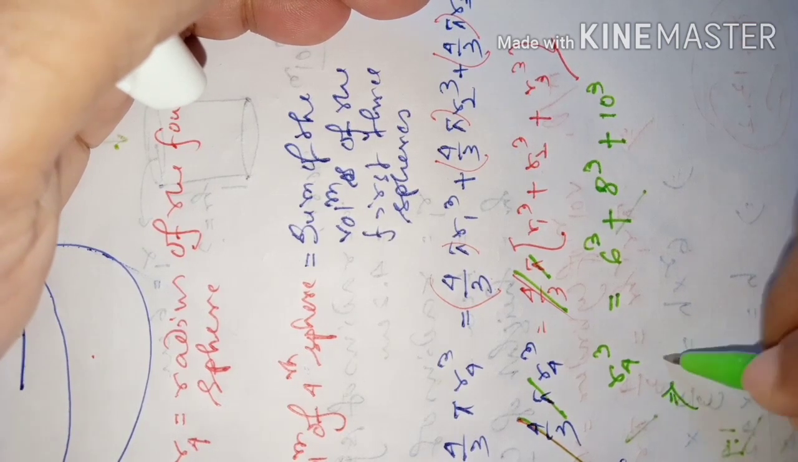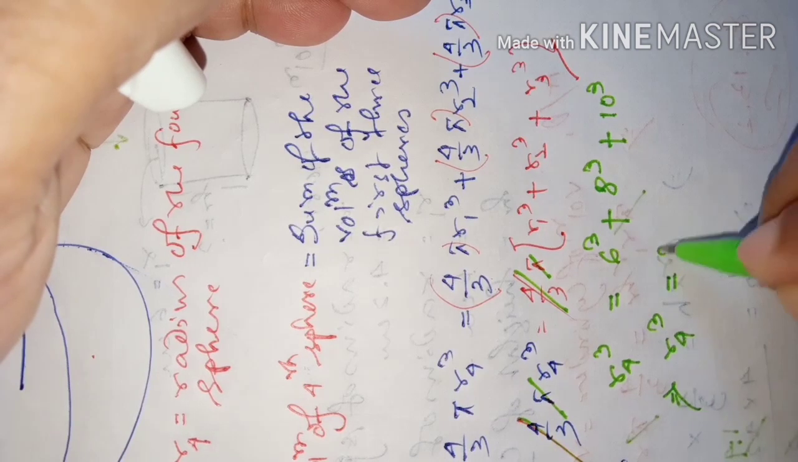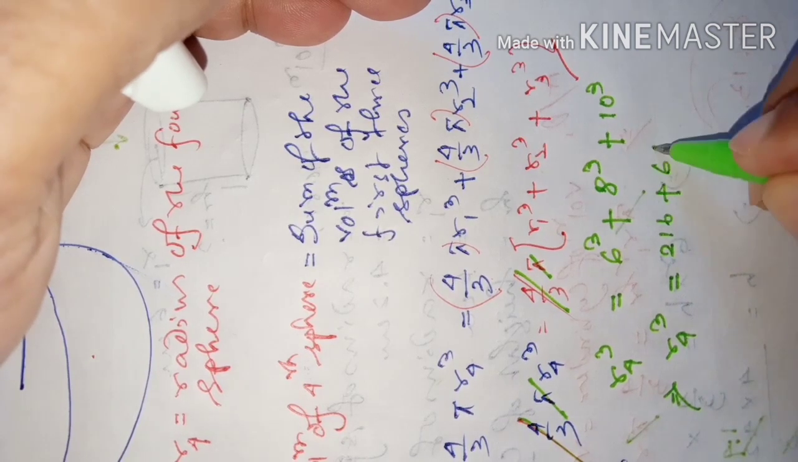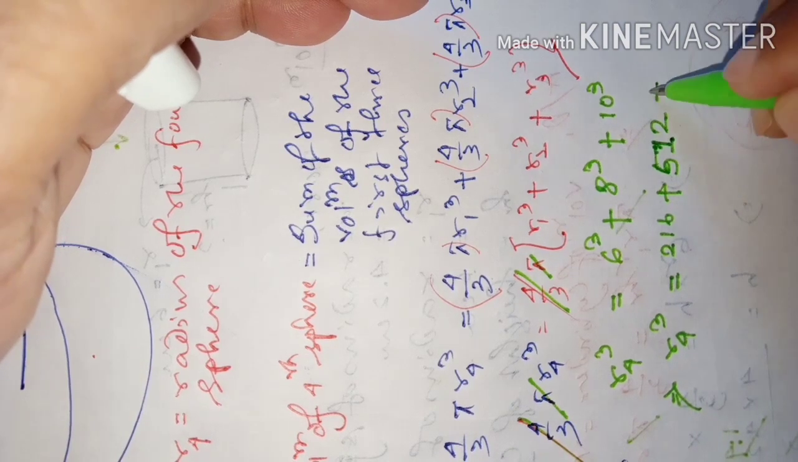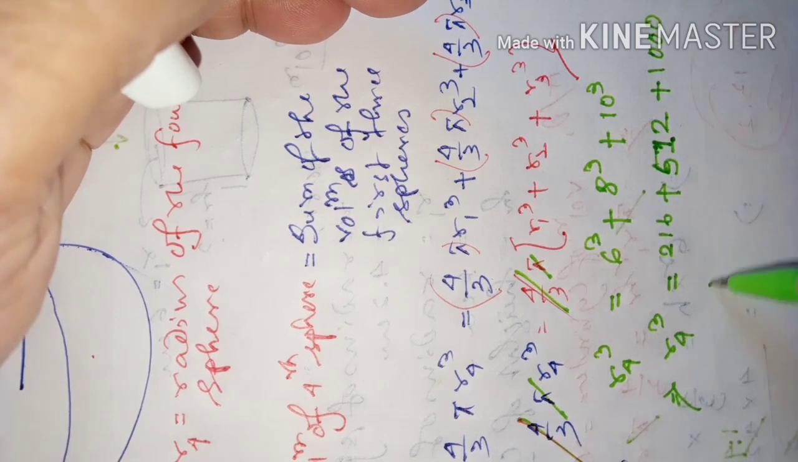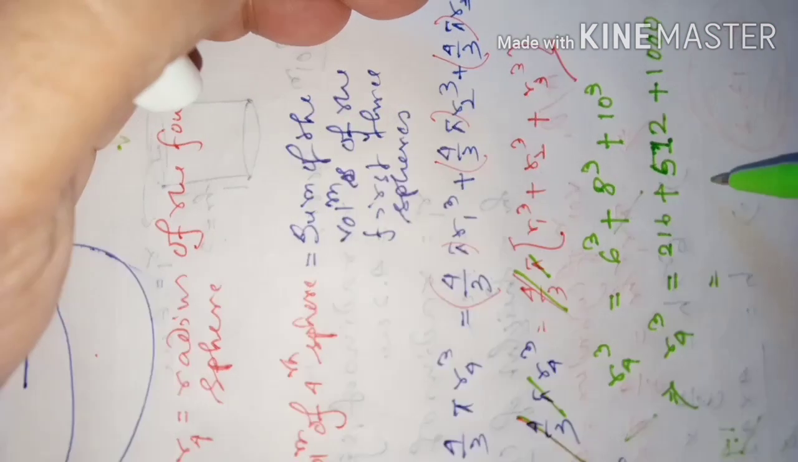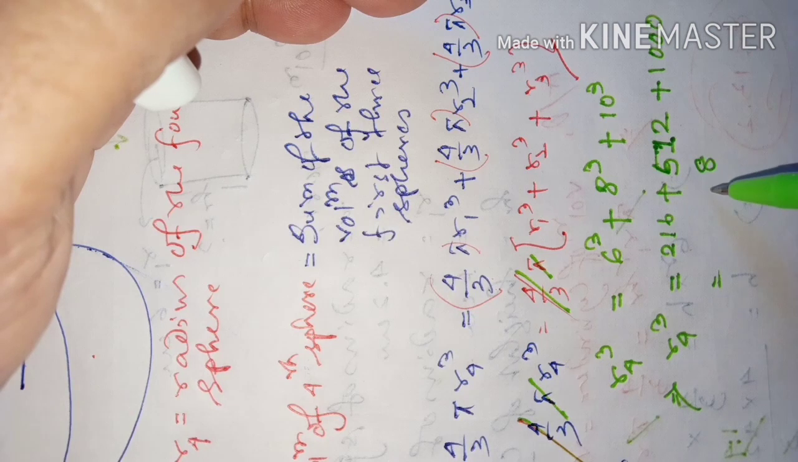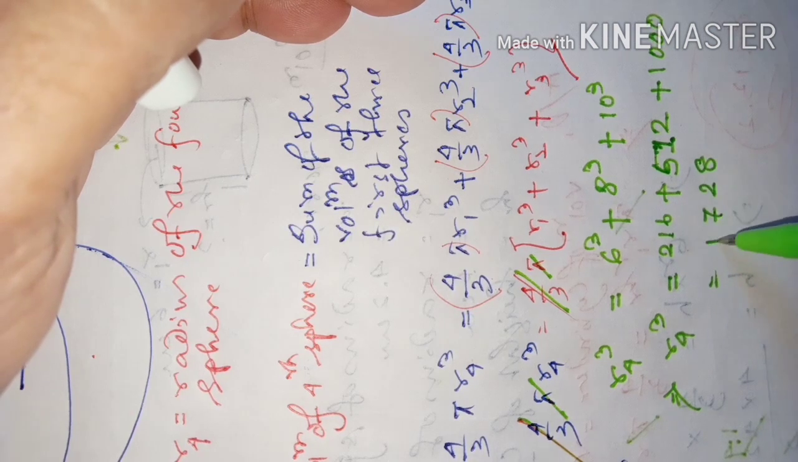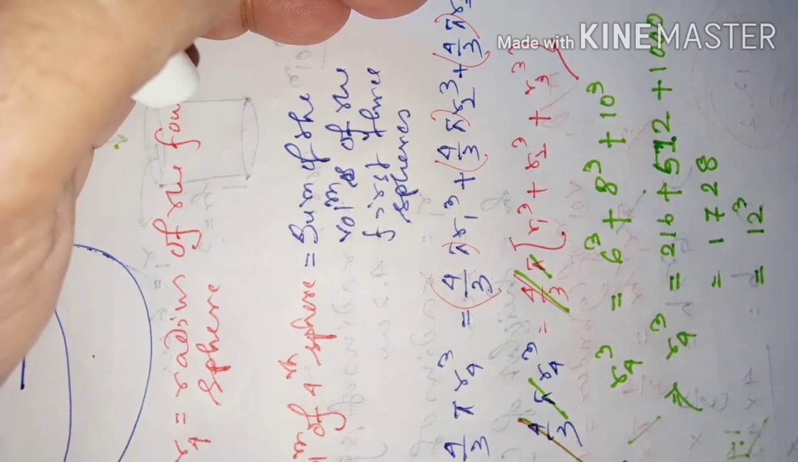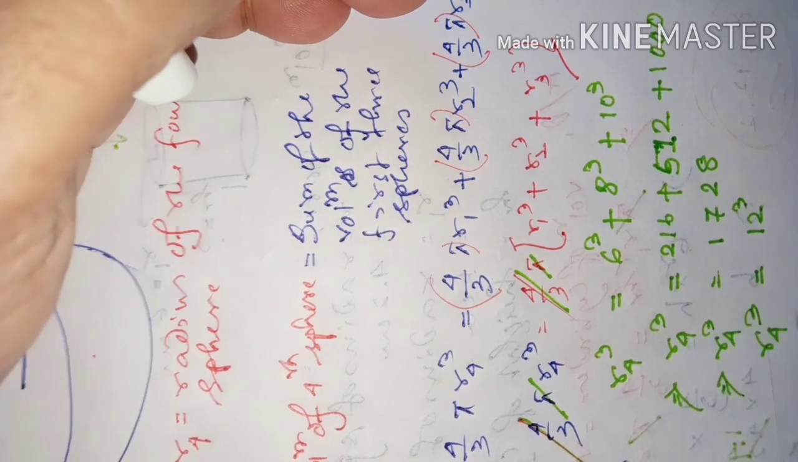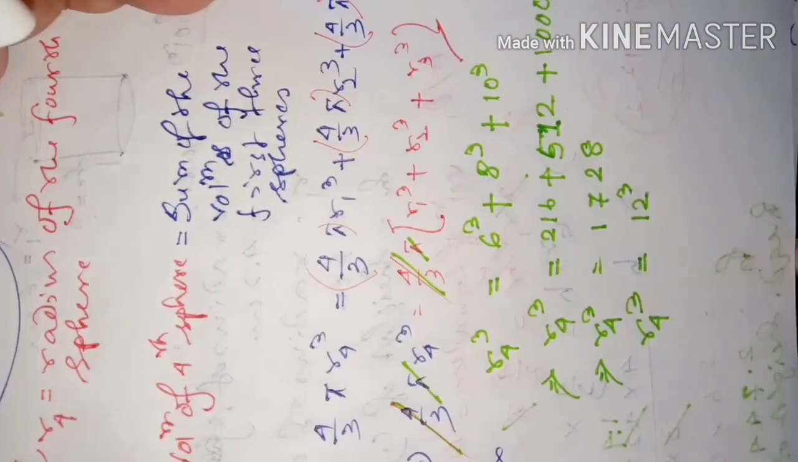Then r4 cube is equal to 6 cube is 216, 8 cube is 512, plus 10 cube is 1000. So if we add all this, we get 1728. And you know, this is 12 cube. Why are we writing it as 12 cube? Because the left hand side is in cubic form, so the right hand side number also we are writing in cubic form. So r4 cube is 12 cube.